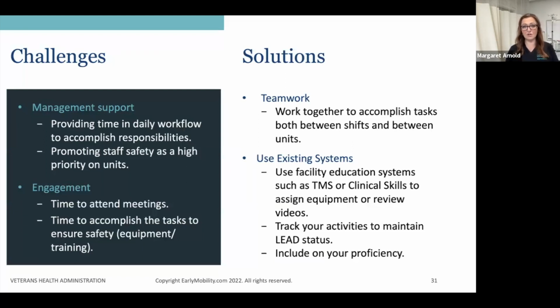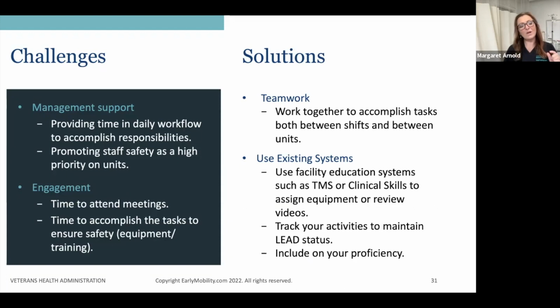Some of the solutions that you can come up with: teamwork. Establish who can help you with some of the tasks. Utilize people on both shifts. Use existing systems such as facility education systems, TMS, clinical skills to assign equipment or review videos. Track your activities to maintain lead status. Include on your proficiency. So make sure that you know exactly what you're doing, know your responsibilities, and track where you are struggling to perform that role, because the specifics are going to help your manager understand where your challenges are.